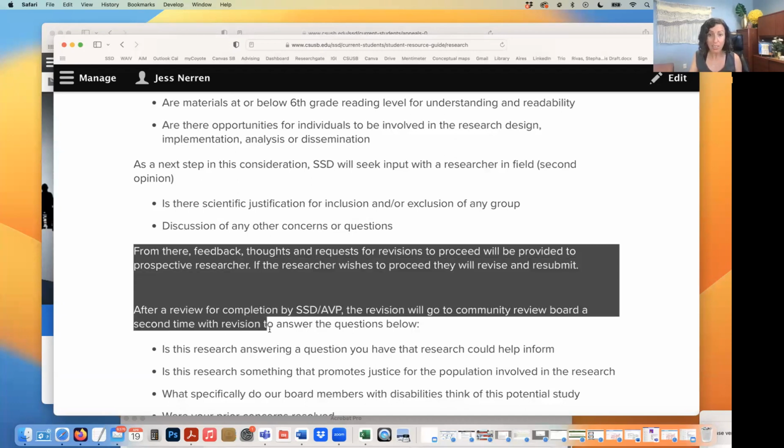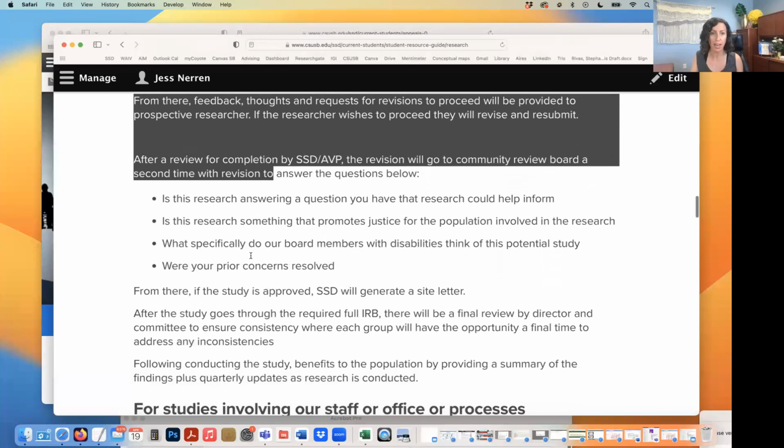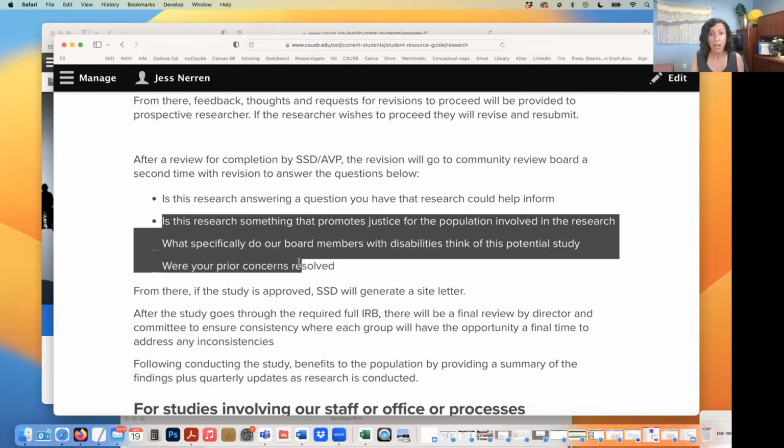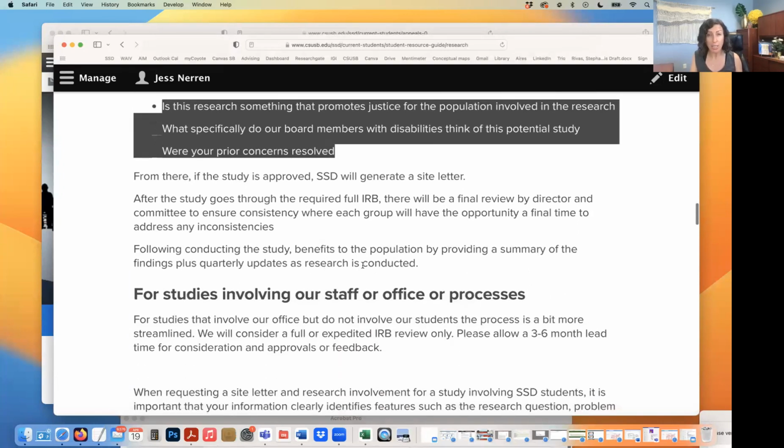Okay. Lastly, it goes back to the community review board. Were your prior concerns resolved? Is this sounding like what you would hope it would sound like for it to move forward? Okay. So that's really important. That's the process if you're asking to do research on our students.